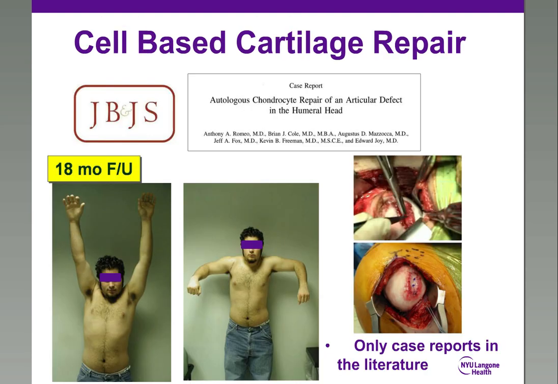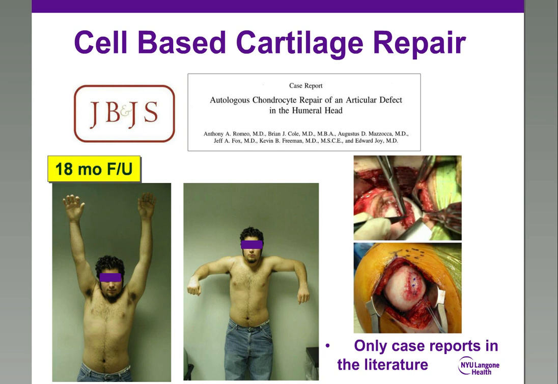When we get into dealing with cell-based cartilage repair of either the humeral head or the glenoid, we're really limited to only small case reports in the literature. So here's an example of an autologous chondrocyte implantation for a surface lesion of the humeral head. And when I mean surface lesion, it means that just the overlying articular surface is involved with a preserved subchondral bone plate and little to no subchondral bone marrow edema present, similar to our indications in defects of the knee.